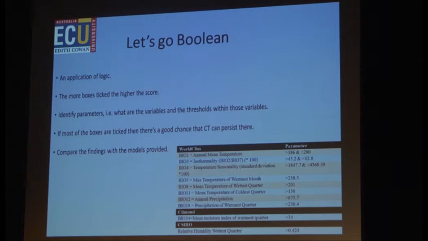So in response to this situation, we tried something a bit different. We developed a Boolean model, just a simple application of models. It works on the basis of the more boxes ticked, the higher the score. We looked at the data sets that were out there. We developed a whole series of variables and parameters, that is, those variables that are listed on our left. On the right are the values within those variables in which the species is known to exist.